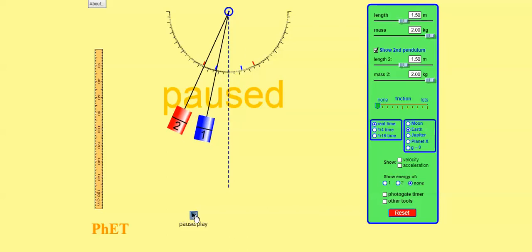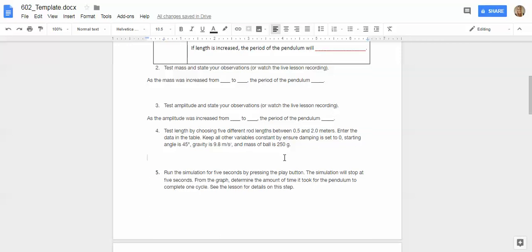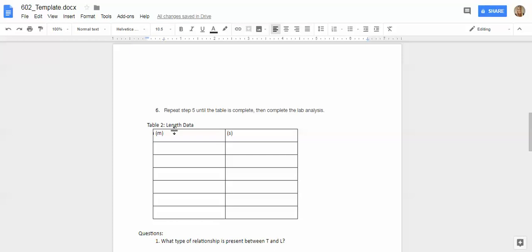They both returned to their spots, their initial release points at the same time. So we can draw a conclusion about that as well. You can insert the two values that we changed the amplitudes to and state what happened in that portion. Now we're going to test the length. And here's where we can fill in the table with various values for the length, which got cut off a little bit here, and the time that it's taking in seconds. So let's take a look at that.